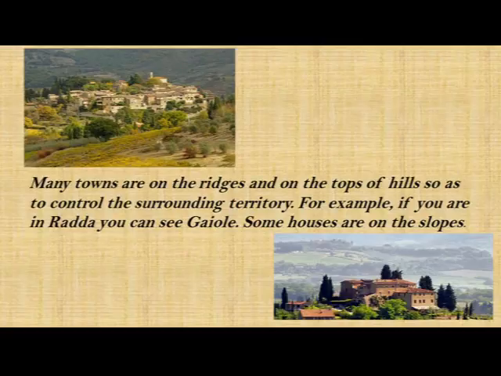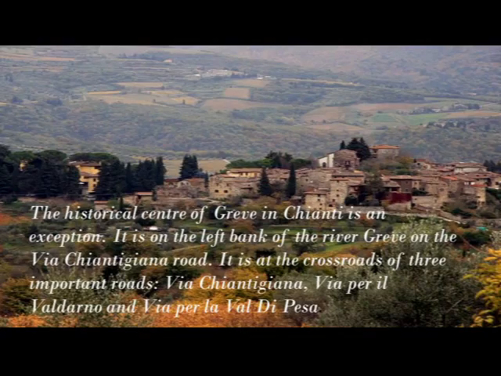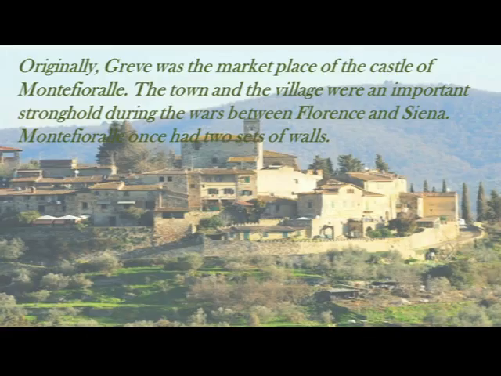Some houses are on the slopes. The historical center of Greve in Chianti is an exception. It is on the left bank of the river Greve, on the Via Chiantigiana road. It is at the crossroads of three important roads: Via Chiantigiana, Via per il Valdarno, and Via per la Val di Pesa. Originally, Greve was the marketplace of the Castle of Monteferrari.